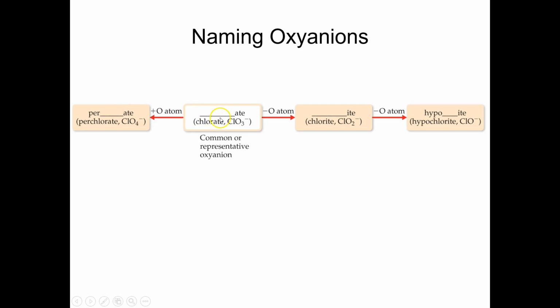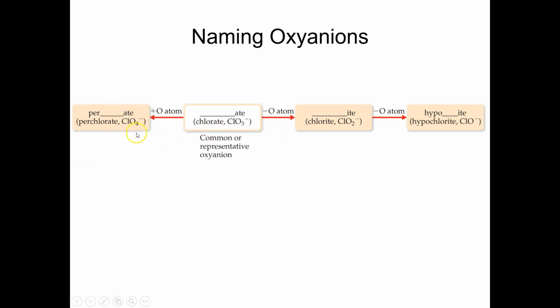You take one away, you get chlorate. Take another one away, you get chlorite. Take another one away, you get hypochlorite. The oxyanions of the halogens are the only cases in which you actually have all 4 possibilities. For other central atoms, you don't have all 4: per-ate, ate, ite, and hypo-ite. But for the oxyanions of the halogens, you do. So the halogens are a good template to learn this on.